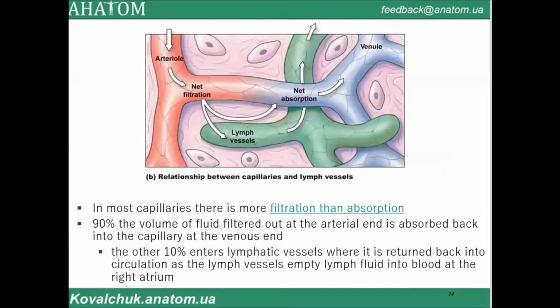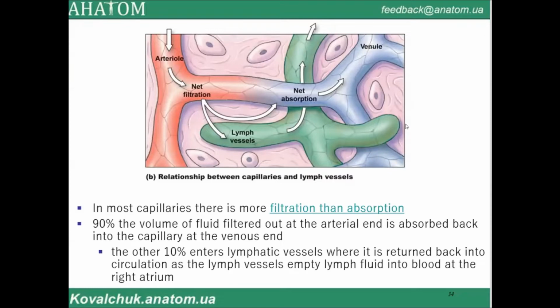Here is the microcirculatory bed. What does micro mean? Micro is with a microscope, we can look at this structure. And I repeat, artery and vein are not part of the microcirculatory bed. Only arterioles, precapillary, capillary, postcapillary, and venule. These are the five parts of the microcirculatory bed.